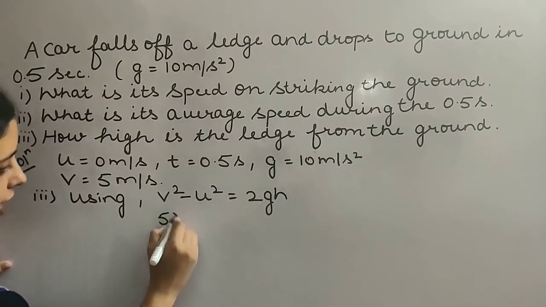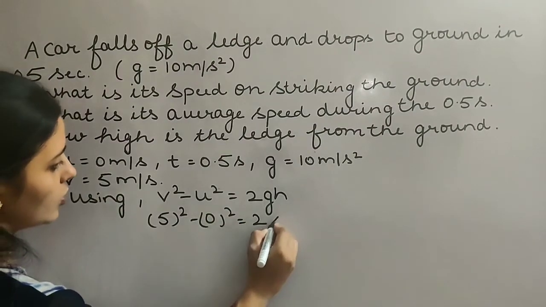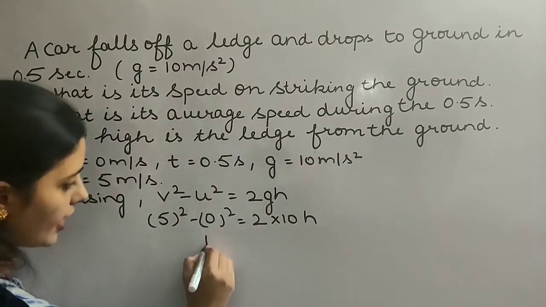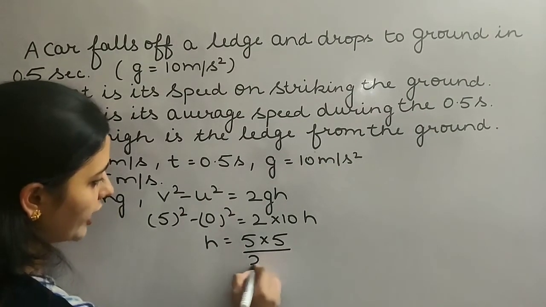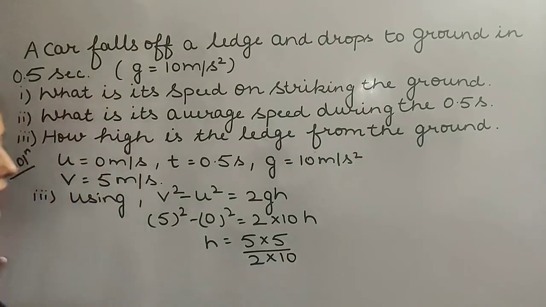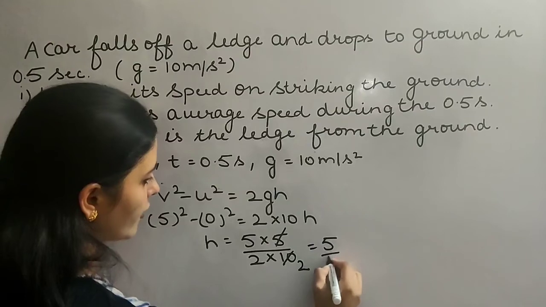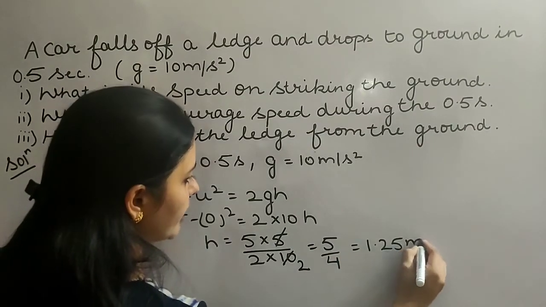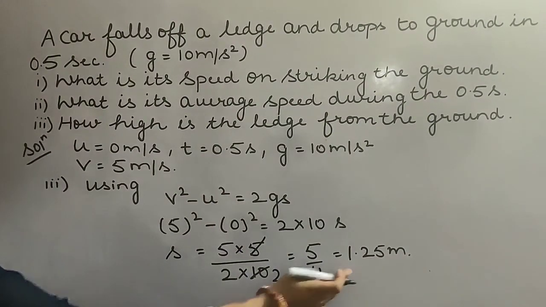v is 5, u is 0, that is equal to 2 multiplied by 10 h. So h will be 5 multiplied by 5 divided by 2 multiplied by 10. 5 2s are 10, that is 5 by 4, which is equal to 1.25 meters. So this is the height of the ledge from the ground, that is 1.25 meters.